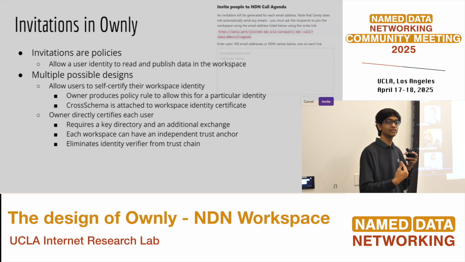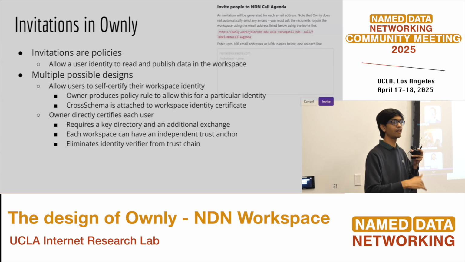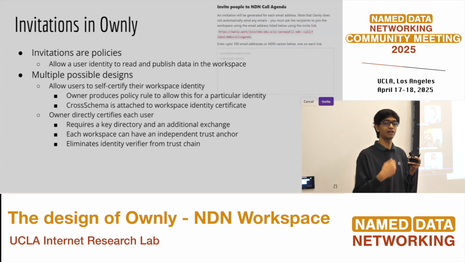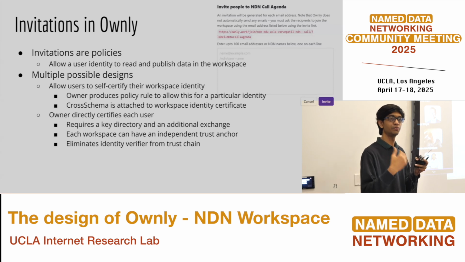The second design is that the owner directly certifies your identity and directly bootstraps you into the workspace, which is to say that the owner issues you a certificate for a given key directly. That requires some extra infrastructure, but then it eliminates the identity verifier itself from the chain of certificates that are used to verify that data. So there are some trade-offs in these two designs. Right now, Ownly takes the first approach, but actually the older workspace implementation did the second one, which is you directly certify the users that join the workspace.